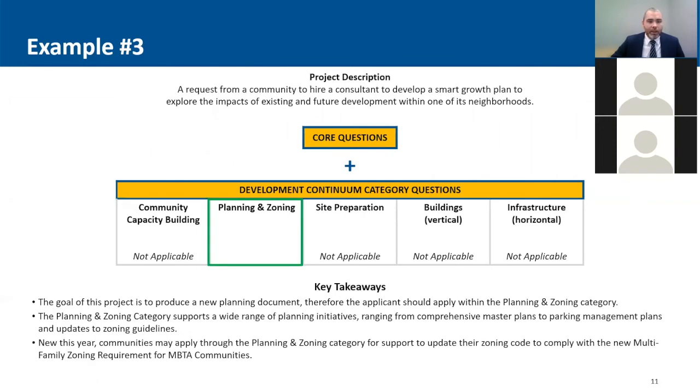Next up, we have a request from a community to hire a consultant to develop a smart growth plan to explore the impacts of existing and future development within one of its neighborhoods. For this project, the applicant would apply for funding through the planning and zoning continuum category. The main focus of the planning and zoning category is to provide support for early stage projects that require a guiding plan, study, or assessment prior to any construction or site preparation. The intent for these projects is to produce a planning document.